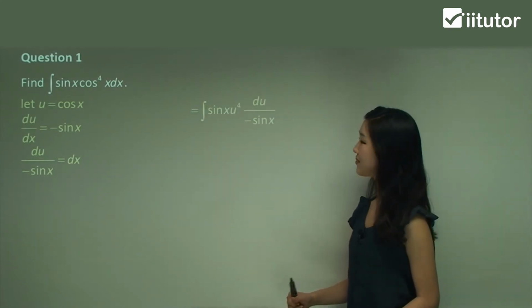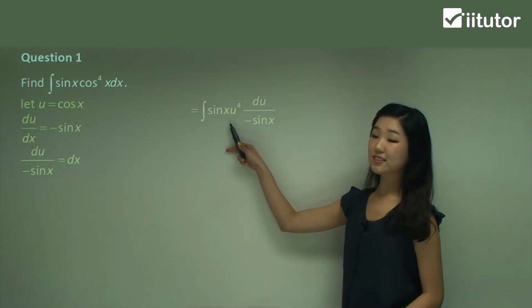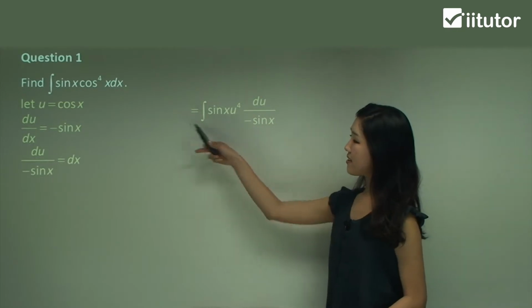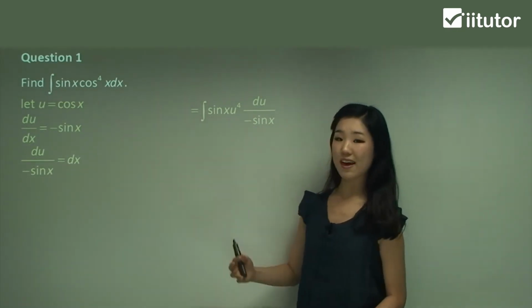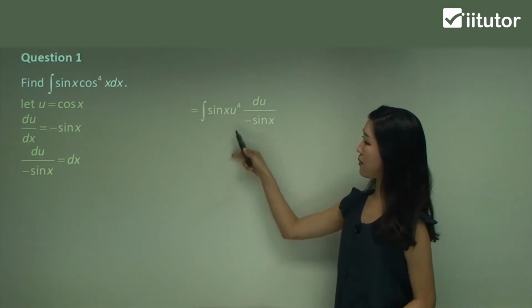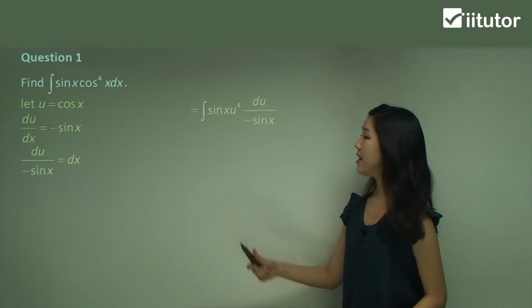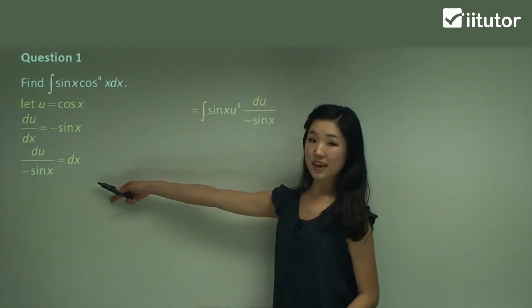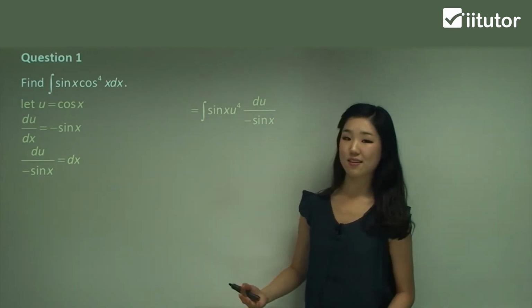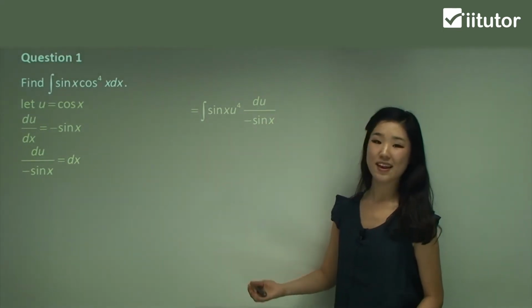So the integral becomes sine x, I'll just leave that as it is. Now, can you see that cos x to the power of 4? Remember how I let u be cos x? So I'm going to let that be u to the power of 4, because cos x is u. And then dx. I let dx be the subject over here. It was du over negative sine x, so I'm going to replace dx with du over negative sine x.